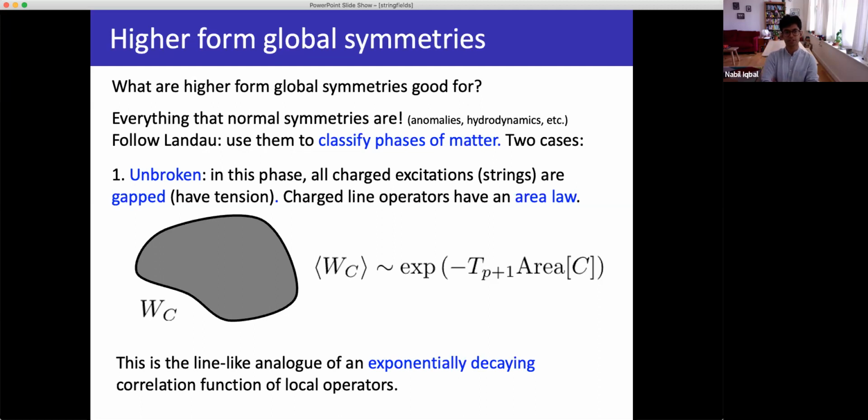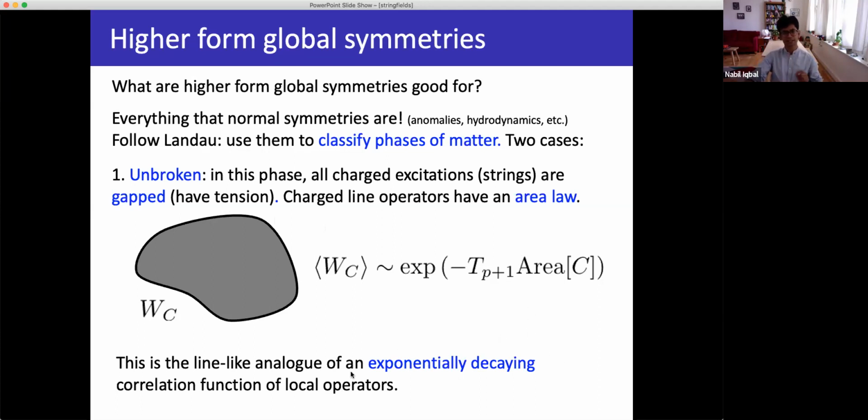In this phase, all the charged excitations, in other words, the strings, the things that you're counting, are gapped. What does it mean for a string to be gapped? It means that it has tension, okay? And in that case, your charged line operator, W of C, is going to obey an area law, okay? So if you insert this into your correlation function, into your partition function, then the VEV of this line operator is going to decay like the area of the minimal surface that fills in this curve. And the idea is, of course, that you're making a string worldsheet with this line operator. That string worldsheet has a tension, and so you measure that tension with this line operator.